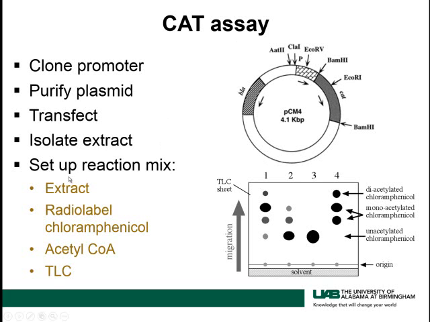And the assay consists of extract of cells containing the chloramphenicol acetyltransferase plasmid, radiolabeled chloramphenicol, and acetyl-CoA, and you spot these on thin layer chromatography right here. And so this is going to migrate. You're going to have unacetylated chloramphenicol right here, and then you're going to have acetylated forms of chloramphenicol. So the less the activity, the more that you're going to have unacetylated chloramphenicol, but the higher the activity, you're going to have acetylated chloramphenicol.